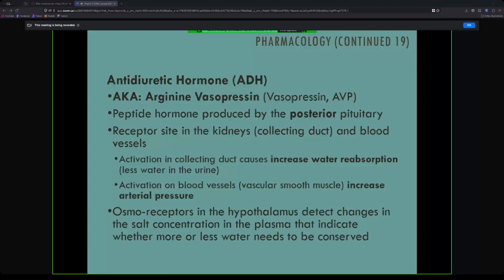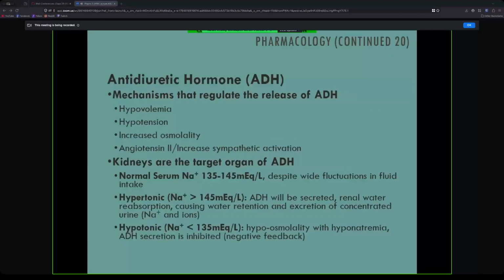Now, remember from anatomy that osmoreceptors in the hypothalamus detect changes in salt, or sodium, concentration in your plasma, and that indicates whether we need more or less water conservation in our system, which then shows how antidiuretic hormone acts in those scenarios. So what are the stimuli for ADH release? What causes antidiuresis?